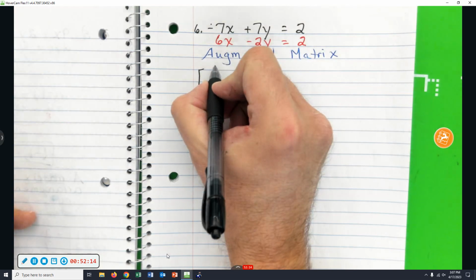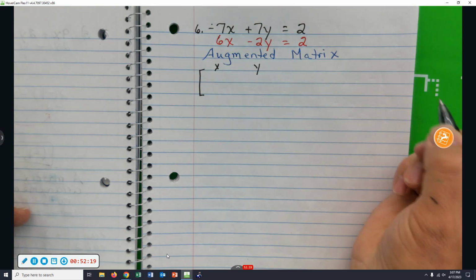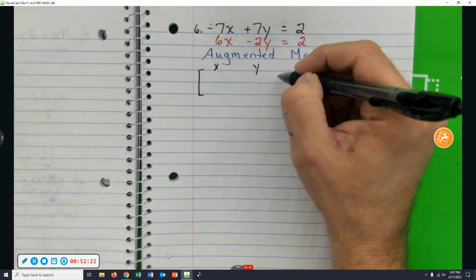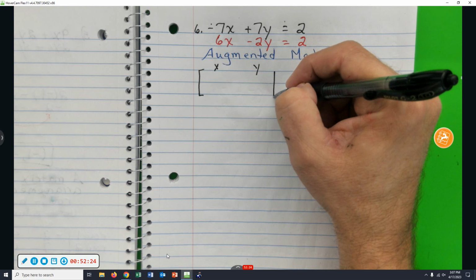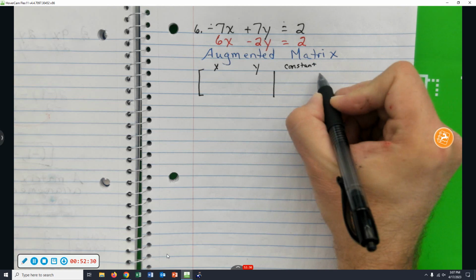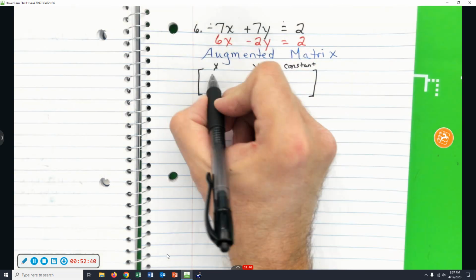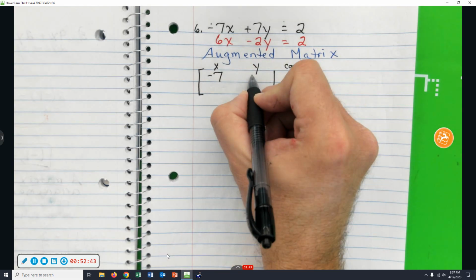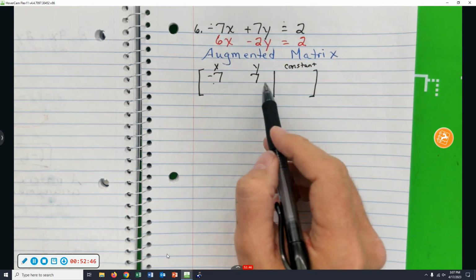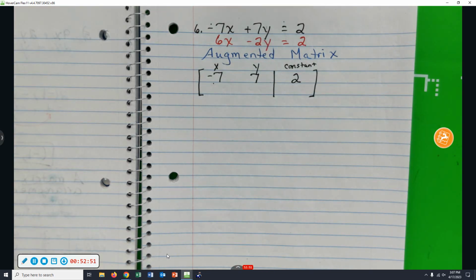Well, we're going to have an x column and a y column. The equal sign I'm going to write as a vertical bar, and then over here the constant. You're just going to write, I'm joking about it being hard. I'm making it sound hard. I'm doing a very poor job at this. Just write down the coefficients. -7, 7y equals 2. Does someone want to tell me the numbers?